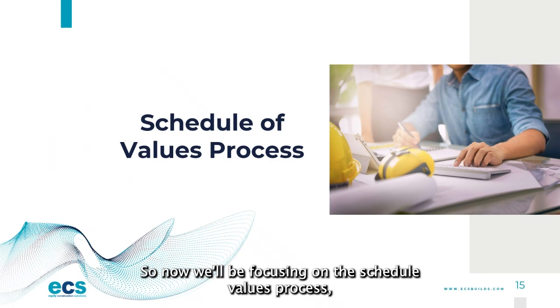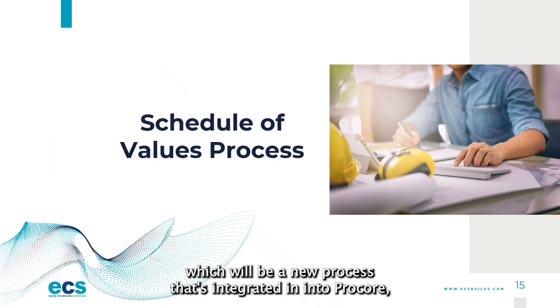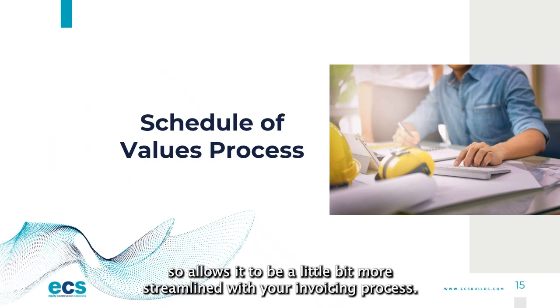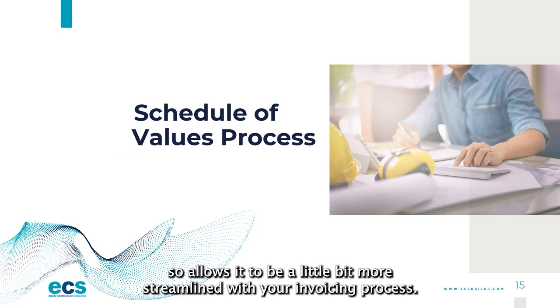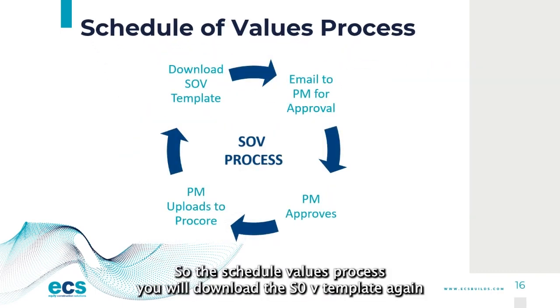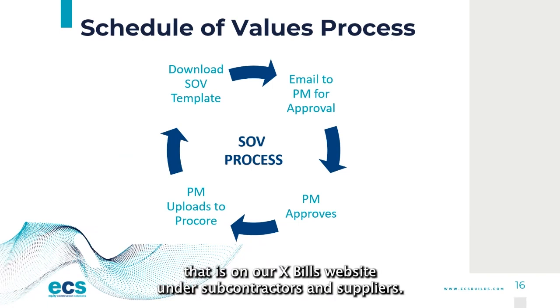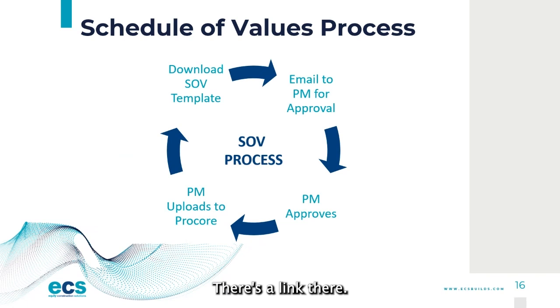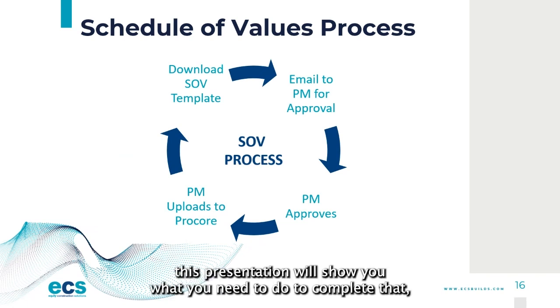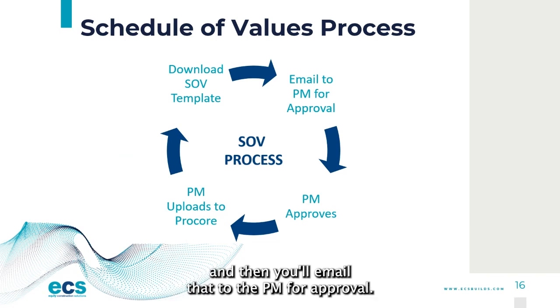Now we'll be focusing on the schedule of values process, which is a new process integrated into Procore. It allows for a little bit more streamlined invoicing process. For the schedule of values process, you will download the SOV template. Again, that is on our ECS Builds website under subcontractors and suppliers. There's a link there, and a slide later in this presentation will show you what you need to do to complete that. Then you will email that to the PM for approval.